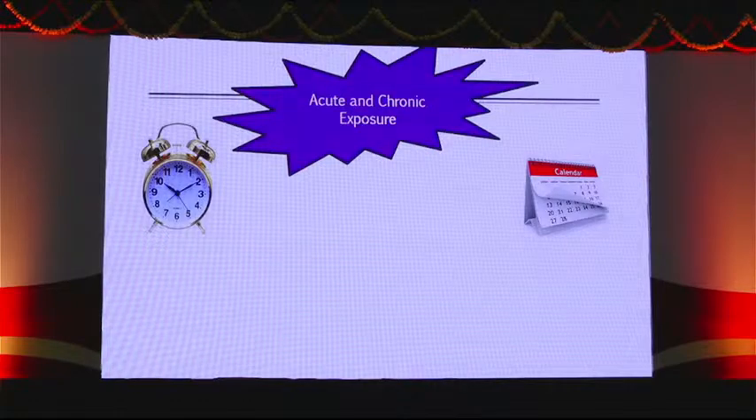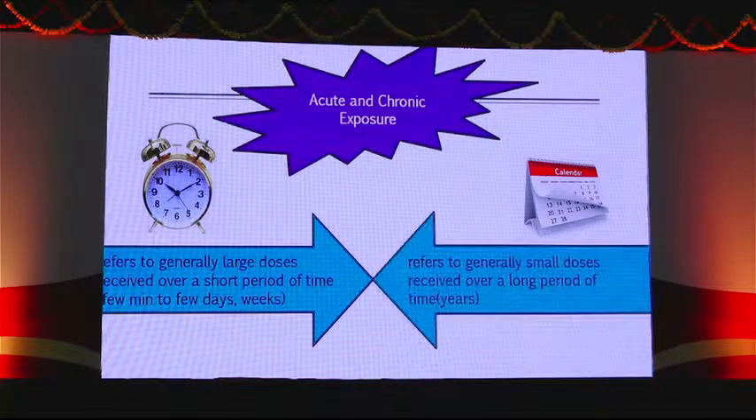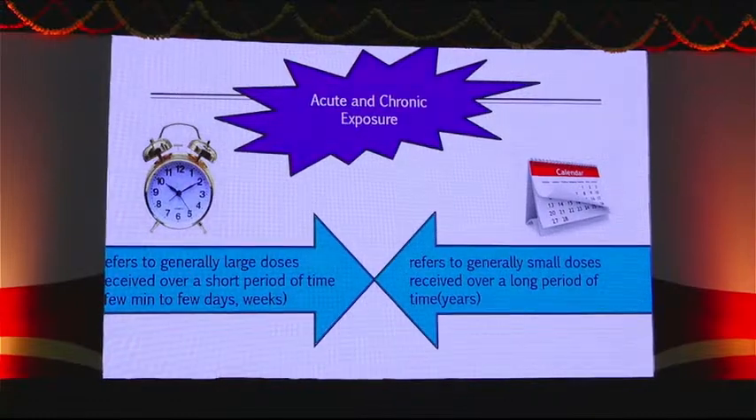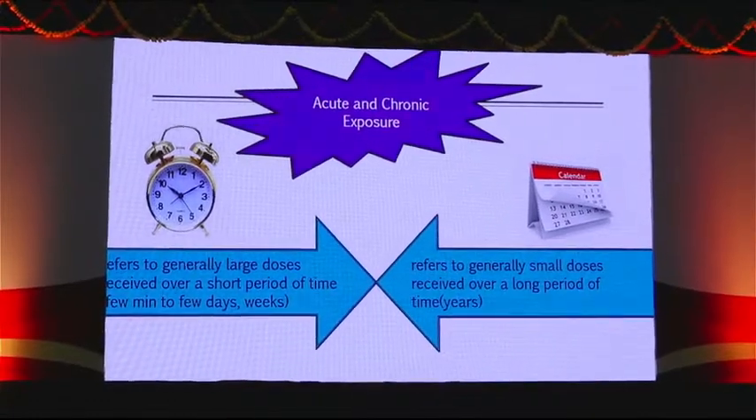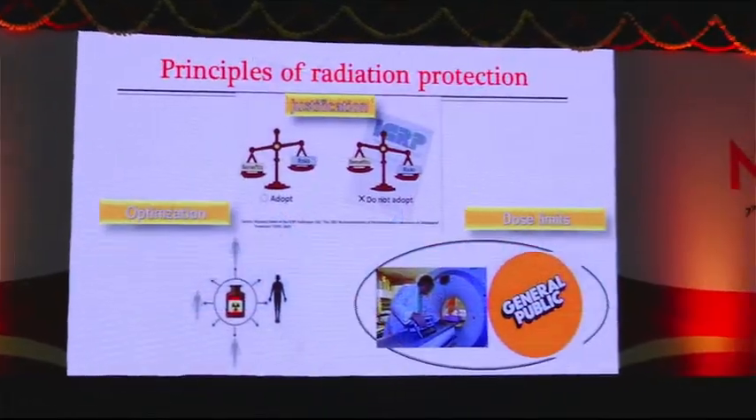There are two other types of exposure in that category, acute and chronic exposures. Acute exposures are only involved in accidental situations like nuclear disasters, the people who received an acute dose of radiation during the atomic bomb explosions that occurred in Japan during World War II. Chronic exposure refers to generally small doses received over a long period of time. From a radiation protection point of view, the main concern is the chronic exposure situation.